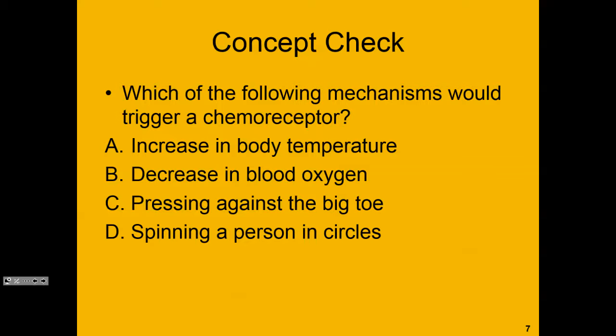Well, that is the correct answer. B. A decrease in blood oxygen would trigger a chemoreceptor. As a follow-up, we would have a thermoreceptor triggered by A, and then C and D would be a mechanoreceptor being triggered.